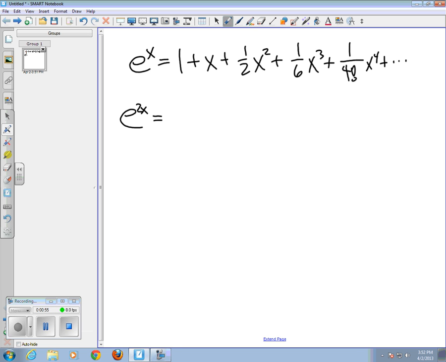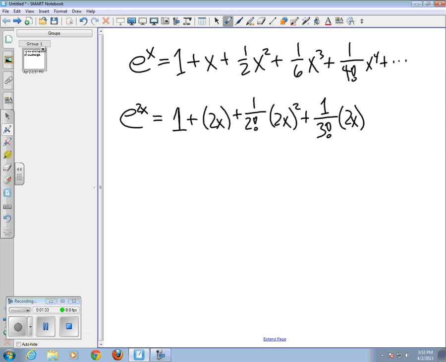Well, in this case, what we do is we simply go into the series for e to the x, and we substitute a 2x everywhere that we see an x in the original. So our series for e to the 2x would look like 1 plus 2x, and let me keep that in parentheses to indicate that it's what we're substituting, and then plus 1 over 2 factorial, and then 2x squared, and then plus 1 over 3 factorial, and 2x quantity to the third, plus so on.